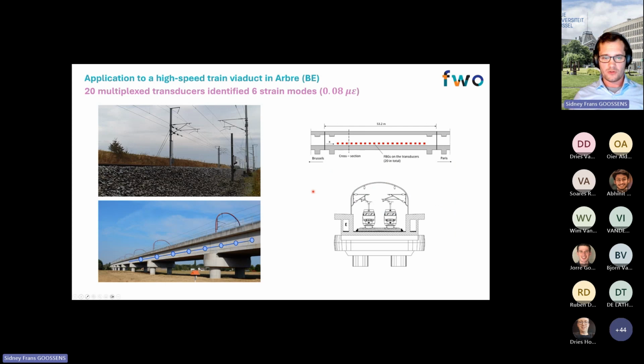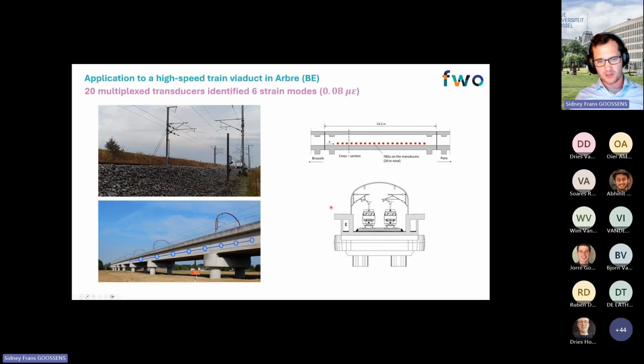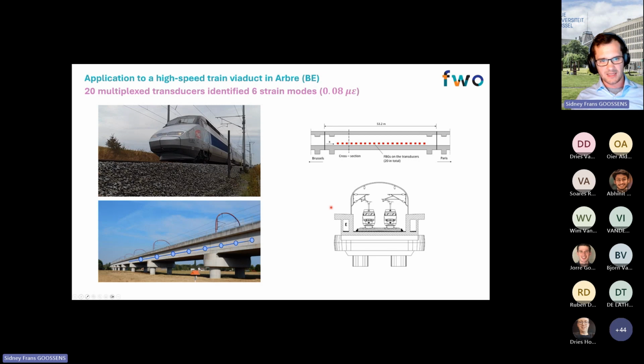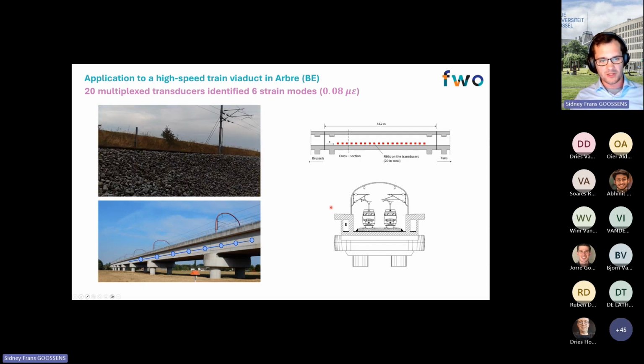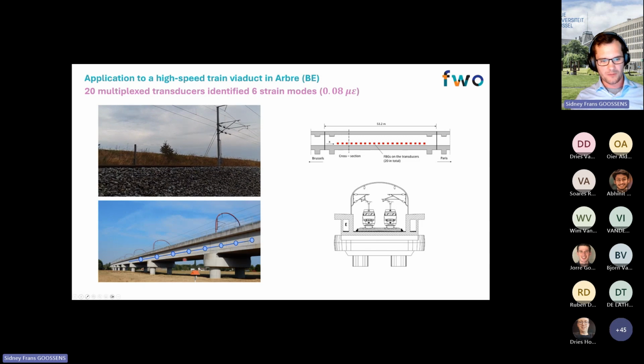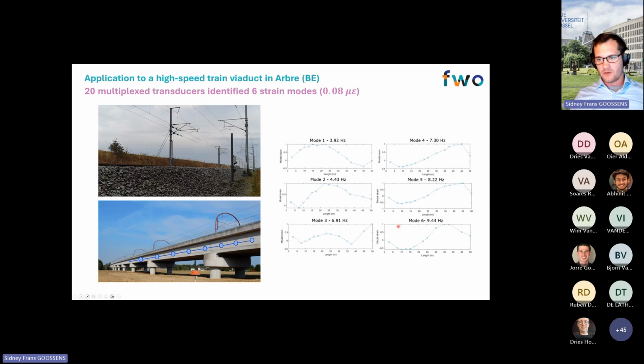We tested these transducers in a real environment here. This was a high-speed train viaduct in Belgium, where we installed 20 of the transducers along one span of the viaduct, as you can see also on the images here. And then when an ambient condition vibrates the bridge, in this case that was a TGV passing over the high-speed line, the strain induced by those vibrations will be measured with the optical fiber sensors at the different locations on the bridge. And the results you can see on the graph here on the right.